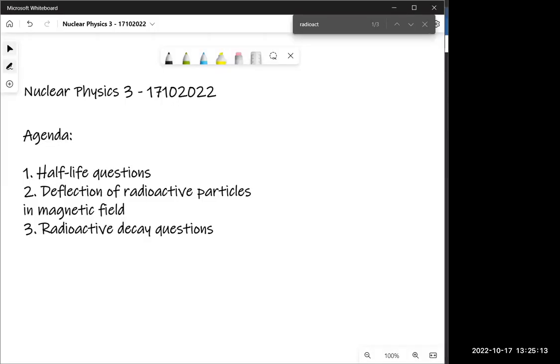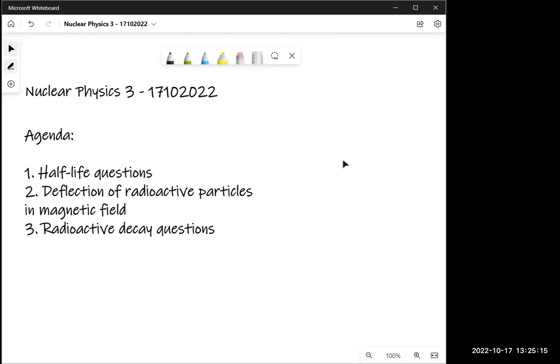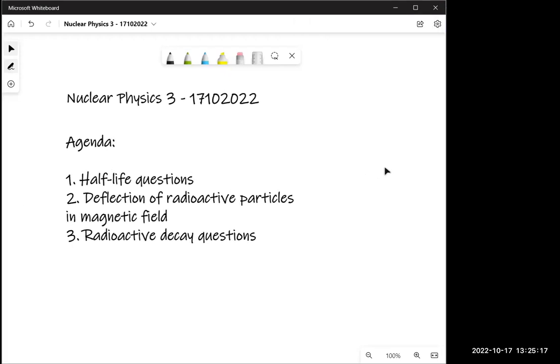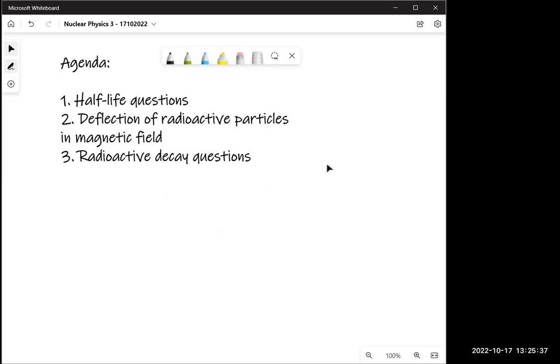We are studying IGCSE physics, and today's agenda is going to be all about learning nuclear physics 3, and in that we'll be learning about half-life questions, deflection of radioactive particles, and radioactive decay questions. So mostly questions and a few things which we may have left out or not properly studied. I'll start with half-life questions.